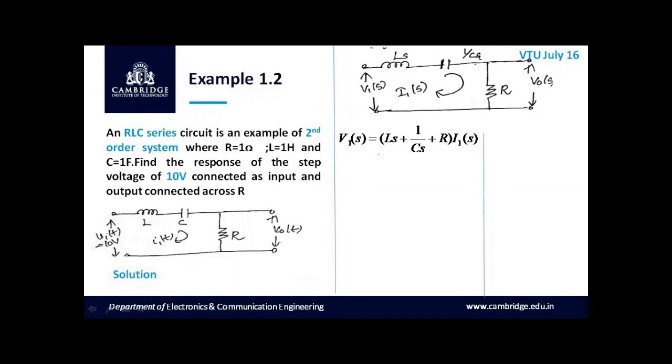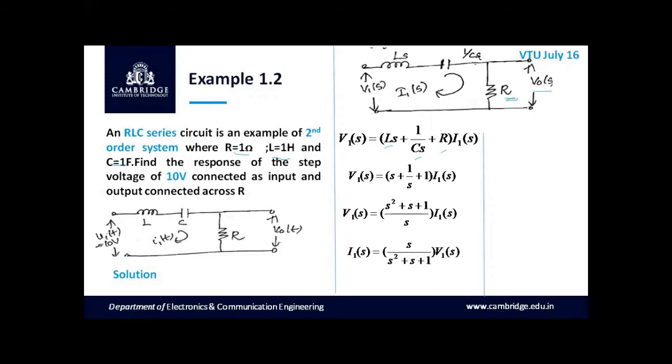So now substituting for R, L and C in the above equation, we can obtain V1 of S is equal to S plus 1 by S plus 1, times I1 of S. For the simplification, V1 of S will be equal to S square plus S plus 1 divided by S, into I1 of S. Then let us calculate V naught of S across the resistor R. So V naught of S is given by R into I1 of S. From this expression, I can obtain I1 of S by cross multiplying S towards the left hand side: I1 of S will be equal to S divided by S square plus S plus 1, multiplied by V1 of S.